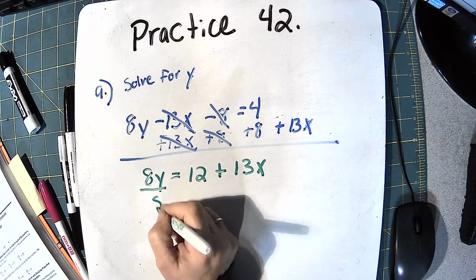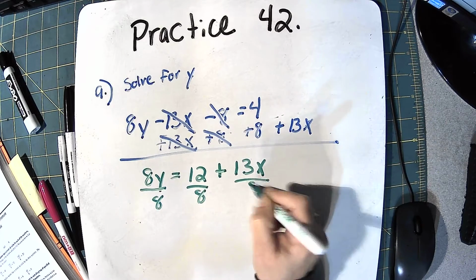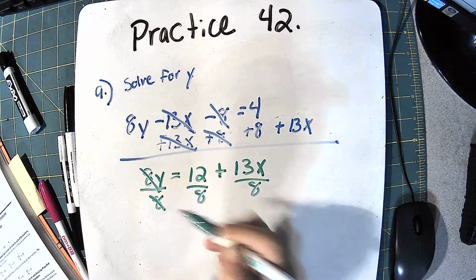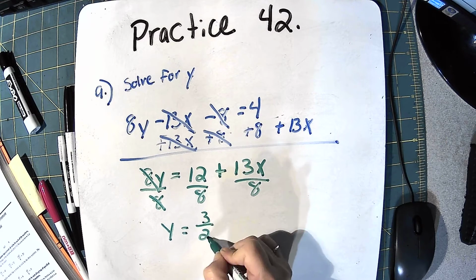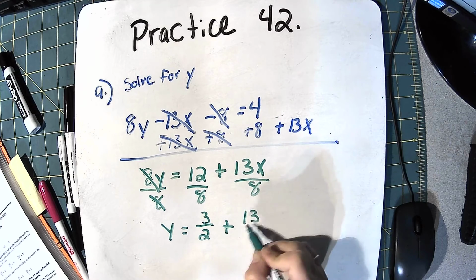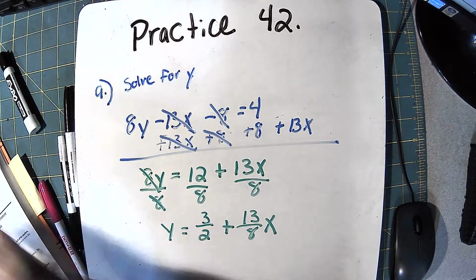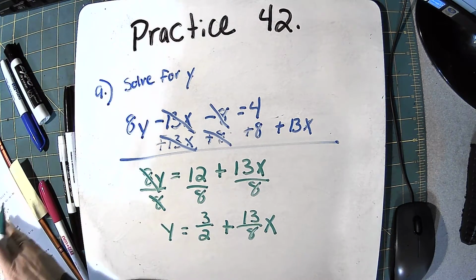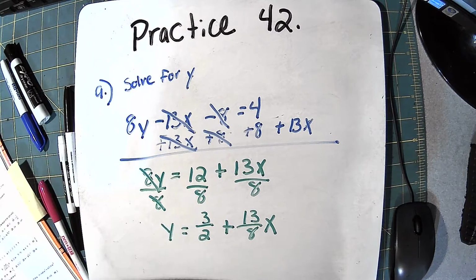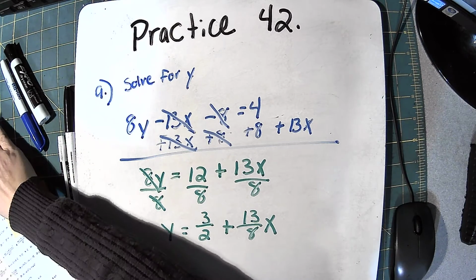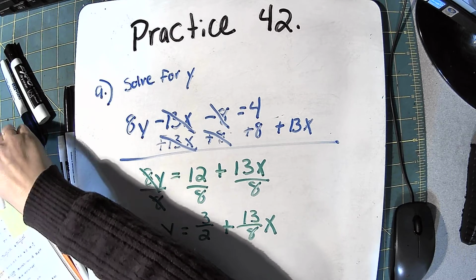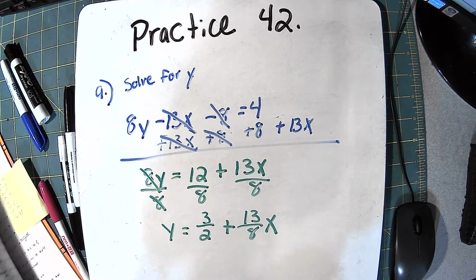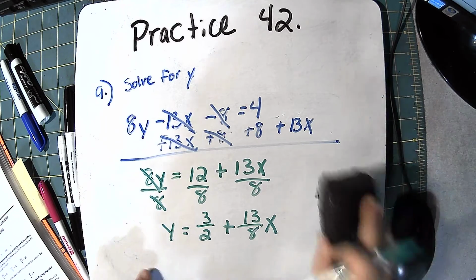Now I'm going to divide by 8. These cancel. And I'm going to get y equals, let's see, that would be 3 over 2 plus 13 over 8x. Let me double check that, make sure that's right. Answer key here. Yes, that is correct. All right, I'll do B.